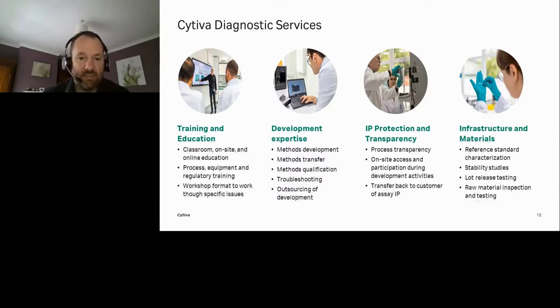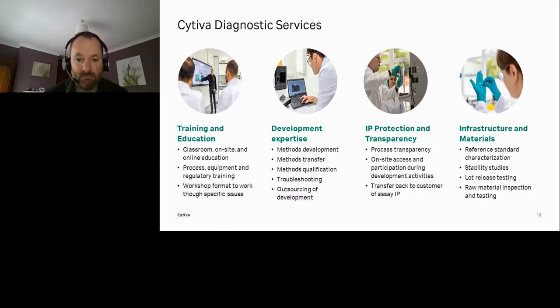The second element of the service is the development expertise. Again, this could take several different forms. It could be methods development, so we can help you create SOPs or bring this rigor to your process, which was mentioned earlier. We can look at methods transfer, so we can help you go from a development size product into a manufacturing size project, or we can help transfer you into a contract manufacturing organization. There's methods qualification, so we can help you with your validation and verification of your designs.